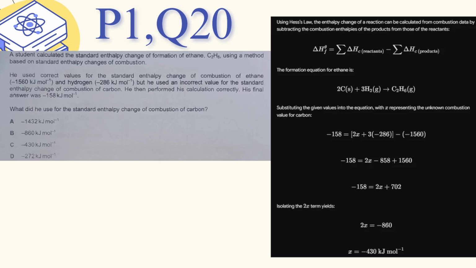Question 20. A student calculated the standard enthalpy change of formation of ethane using a method based on standard enthalpy changes of combustion. He used correct values for the standard enthalpy change of combustion of ethane and hydrogen, but he used an incorrect value for the standard enthalpy change of combustion of carbon. He then performed his calculation correctly. His final answer was minus 158 kilojoules per mole. What did he use for the standard enthalpy change of combustion of carbon?